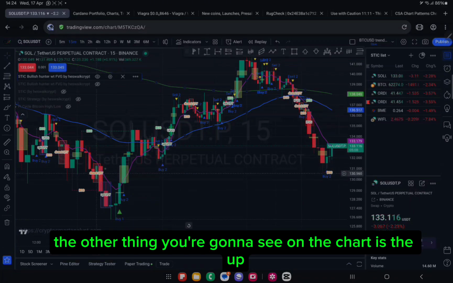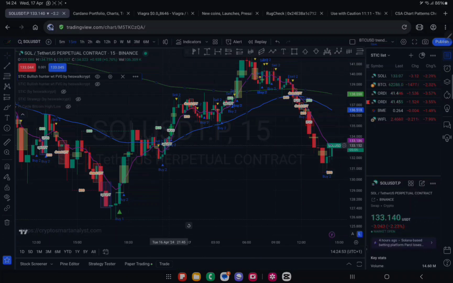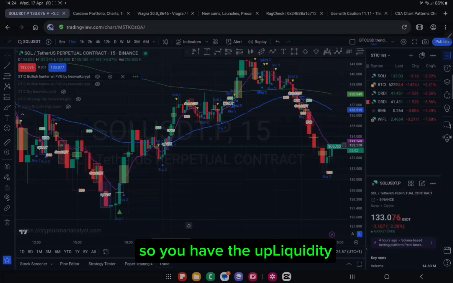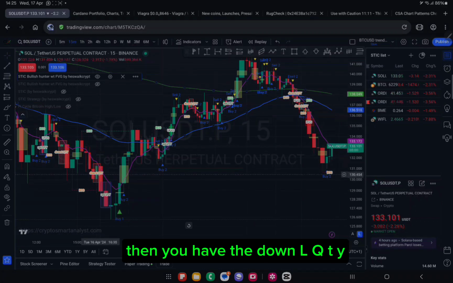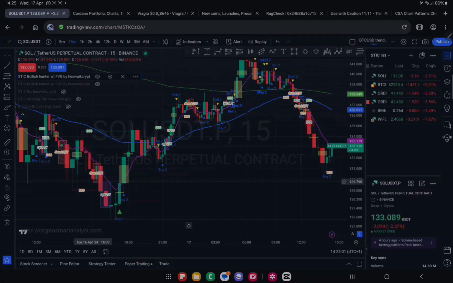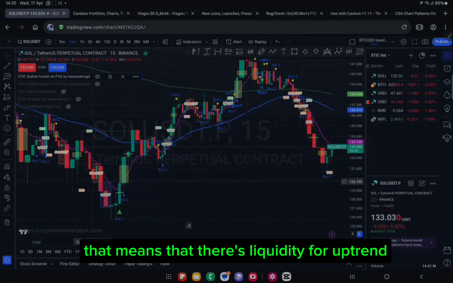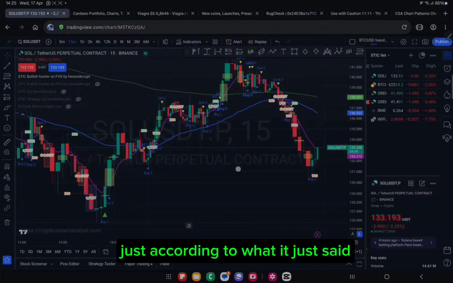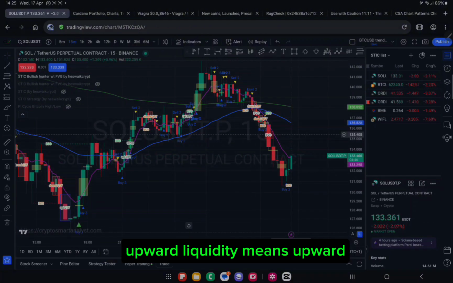The other thing you're going to see on the chart is the up LQTY. That's the upward liquidity. So you have the upward liquidity. Then you have the down LQTY, which is downward liquidity. So that means that there's liquidity for uptrend, there's liquidity for downtrend. Downward liquidity means downward, upward liquidity means upward.